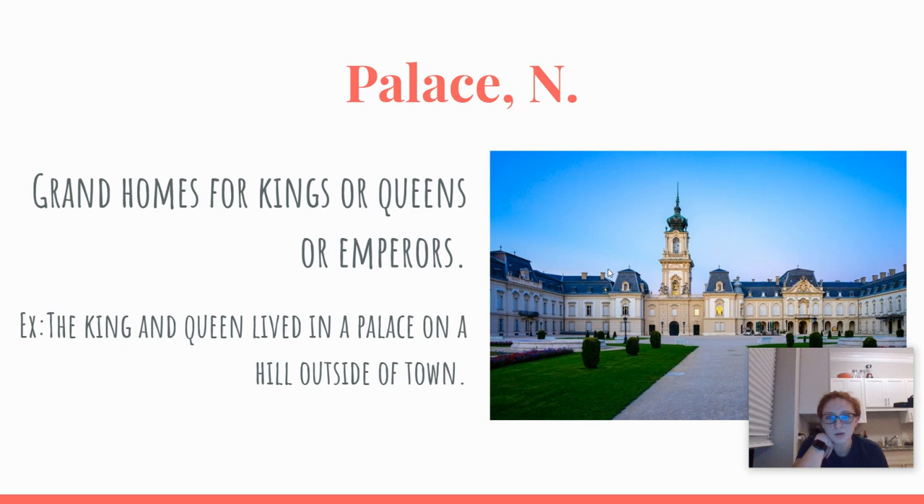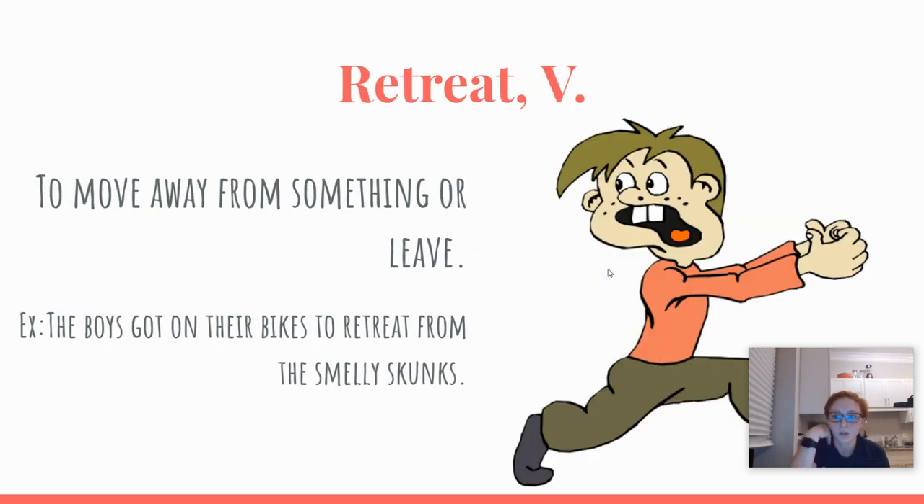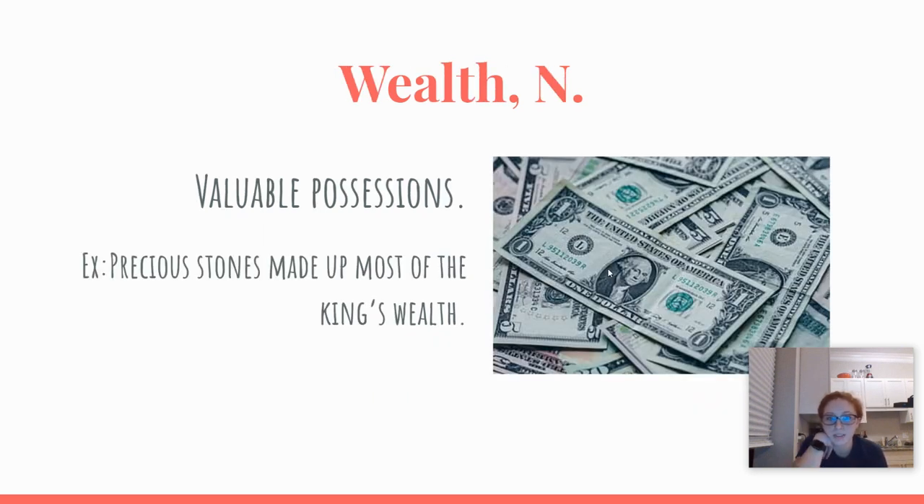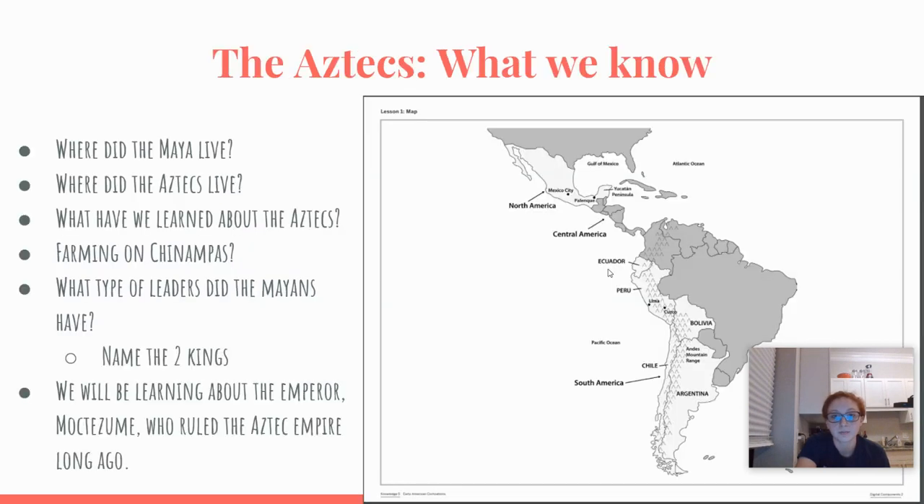Palace, another noun, and a palace is a grand home for kings or queens or emperors. The king and queen lived in a palace on a hill outside of town. Retreat. Retreat is a verb. Remember, verbs are our action words. And retreat means to move away from something or leave. The boys got on their bikes to retreat from the smelly skunks. Wealth. Wealth is a noun, and wealth is valuable possessions. Precious stones made up most of the king's wealth.